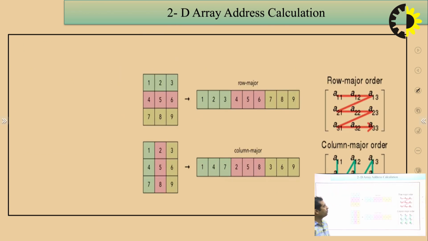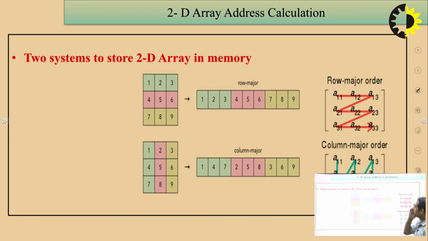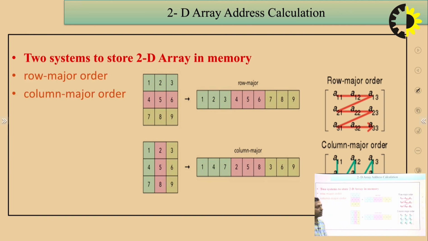Now for the 2D array address calculation, the array is 1D, 2D. 2D means array of array. This is generally considered array of array. A 2D system stores the array in two forms. First is row major order and second is column major order. So in memory this 2D array is stored in two different forms. First consider the row major.